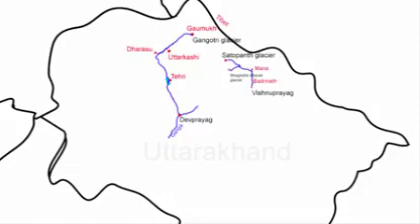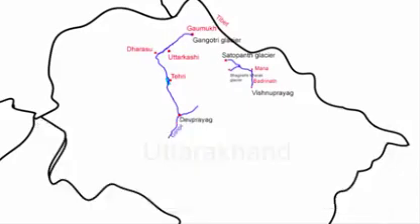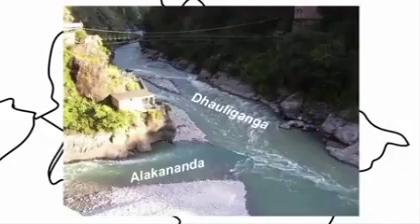From here on, we will come across 5 sacred river confluences, which are considered holy places of the Hindu religion. Now these places are called Panchprayag. It is a set of 5 holy river confluences, or we can say meeting places, in the Garhwal side of Uttarakhand. Right now we came across the first Prayag, which is Vishnuprayag.